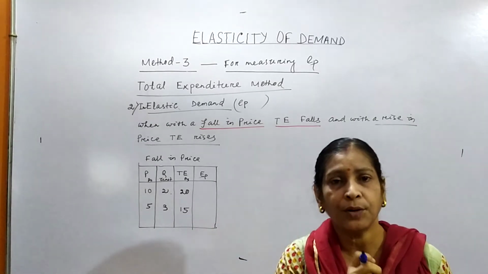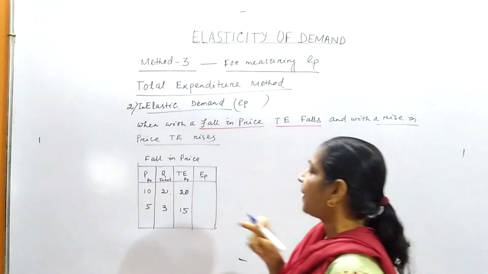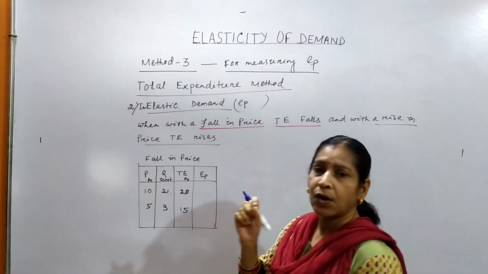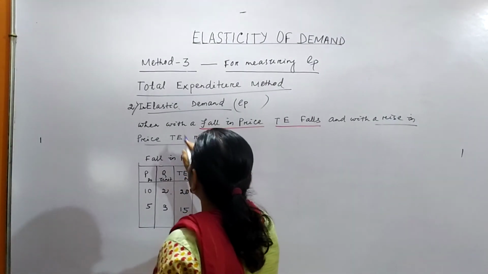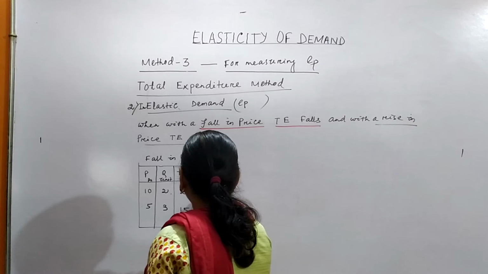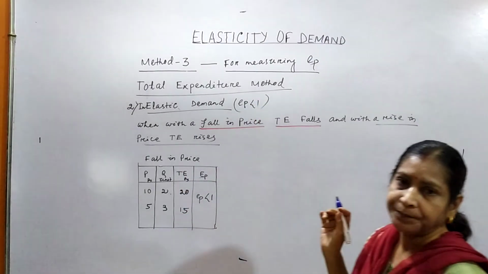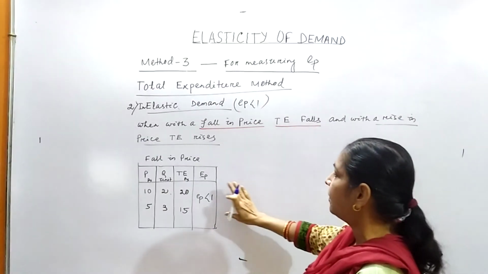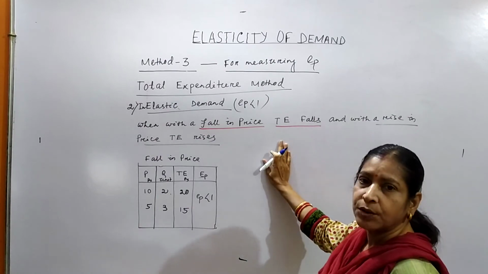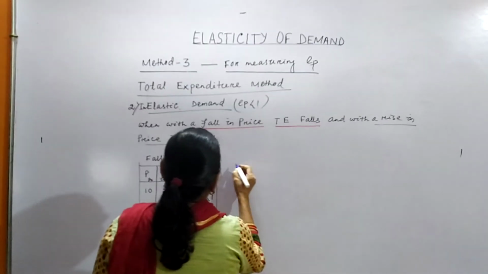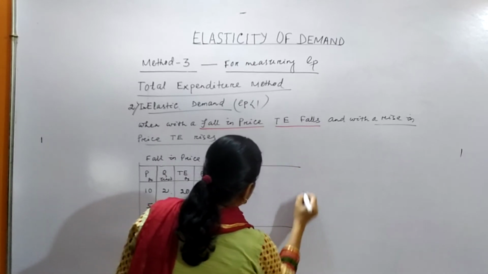What will be the value of EP in this case? You have to remember this trick. If price falls, total expenditure also falls. In this case, this is inelastic, EP less than 1. So friends, you have to remember this trick. And the second case is with a rise in price, total expenditure also rises. Now we will draw the second table to show this example.